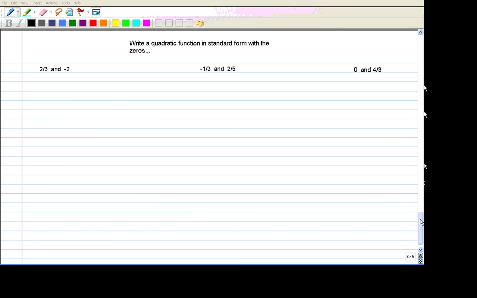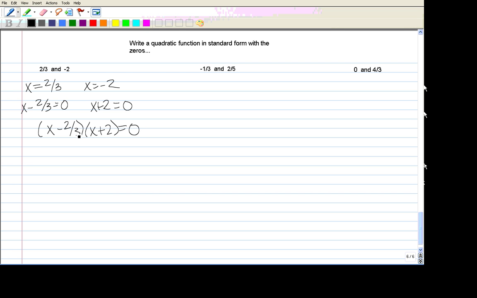Okay, let's look at a couple more examples just like that. So here we have the zeros 2/3 and negative 2. So again, I'm going to make these equal to x. So x equals 2/3, x equals negative 2. Going to make these equal to 0 for both of them. So x minus 2/3 equals 0, and x plus 2 equals 0. Going to turn these into factors. So I have x minus 2/3 times x plus 2 equals 0.